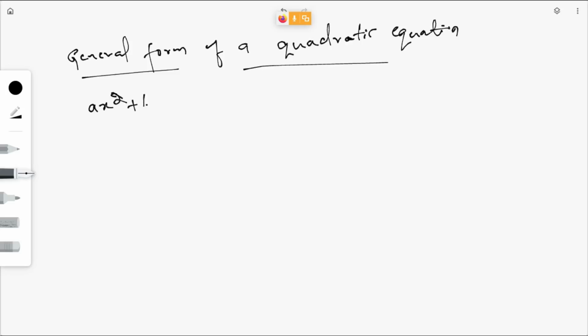ax square plus bx plus c is equal to 0, right? So this is the general form of any quadratic equation. You can express any quadratic equation in this form, right? Fine.